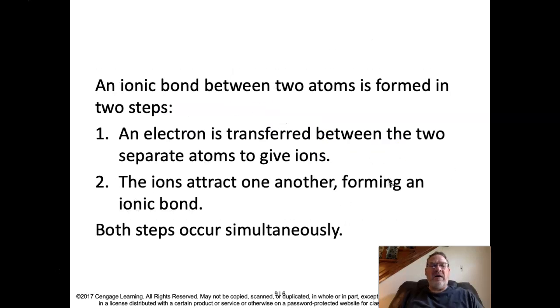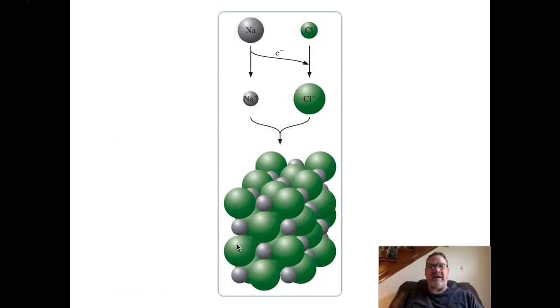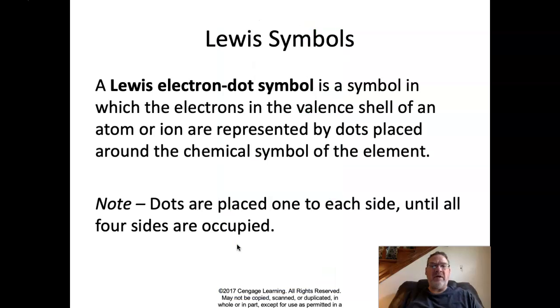Okay. The ionic bond itself is an attraction between the positive and negative charges. That's what's going to hold it together. And I like this statement here. Both of these happen together. We're going to transfer the electrons. We're going to attract the ions to each other. And you can see that here with the sodium and the chlorine.